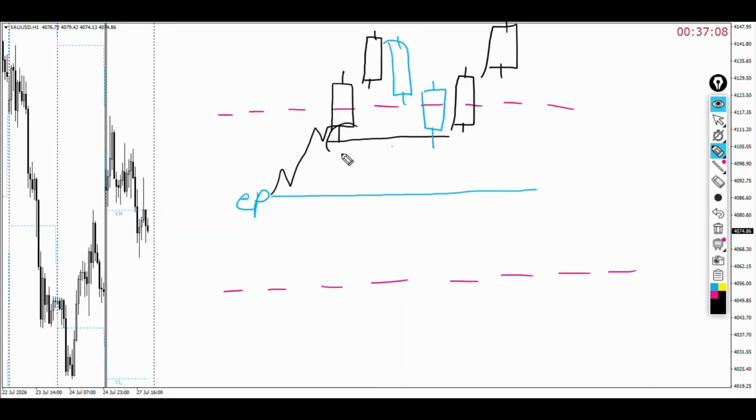So if price didn't break this low of the breakout candle, that means this is what we are looking for, the continuation trade setup. Let's say for example, price breaks this low, and the next candle, right now the breakout has become failed. This is the failed breakout high. This is the high of the failed breakout.